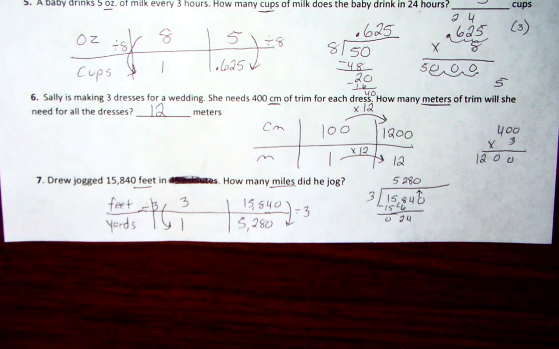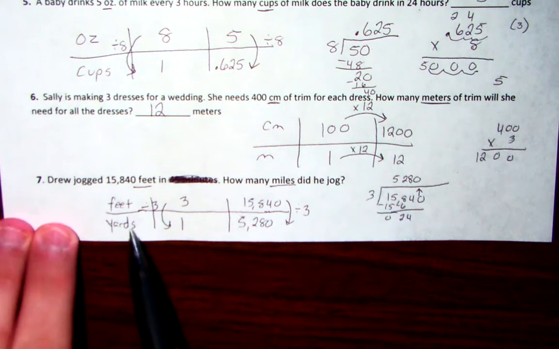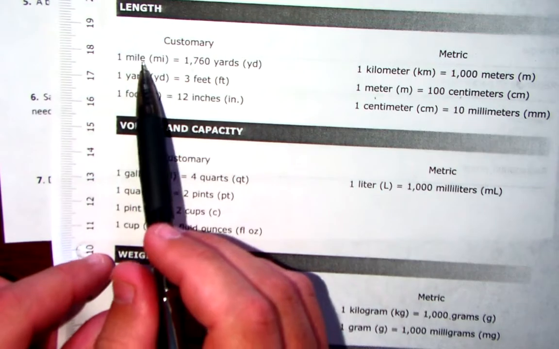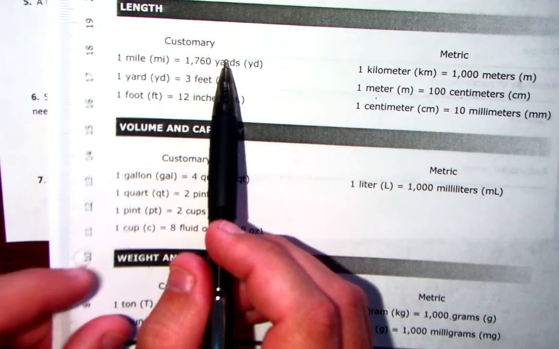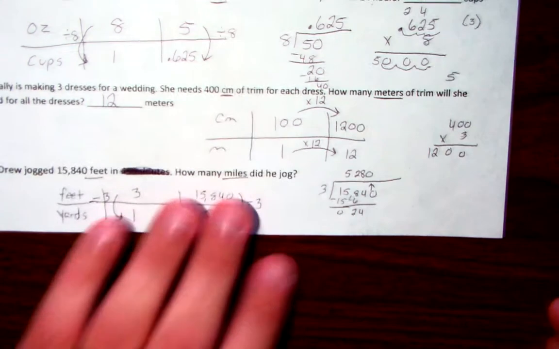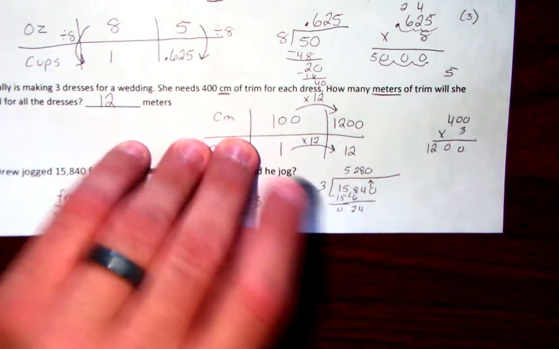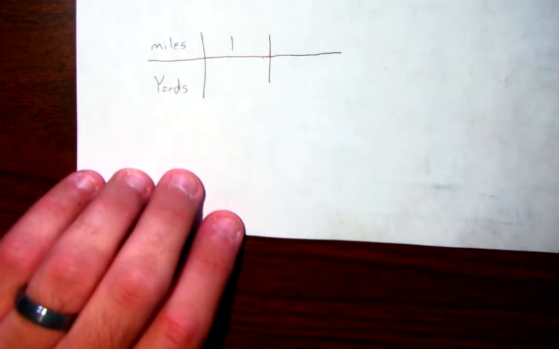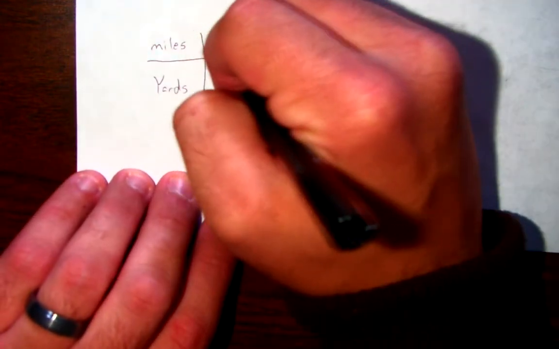Well, now I can do the second part of my conversion. I can convert the yards into miles. Well, look at this. 1 mile is 1,760 yards. I'm going to go ahead and flip this to the back so we can see it. So on the back side now, miles, yards. 1 mile is 1,760 yards.